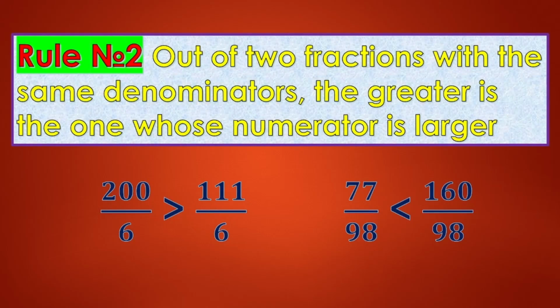Rule number 2. Out of two fractions with the same denominators, the greater is the one whose numerator is larger. Examples: 200/6 is greater than 111/6, because 200 is greater than 111. Another example: 77/98 is less than 160/98, because 160 is greater than 77.